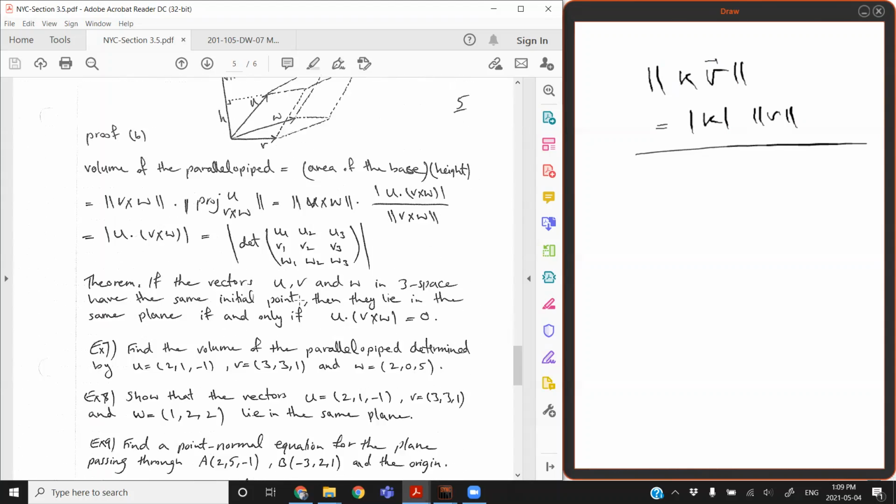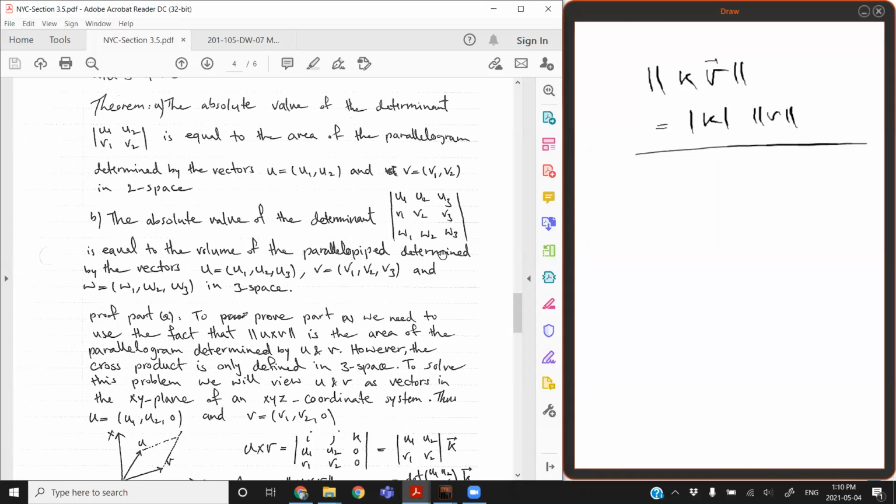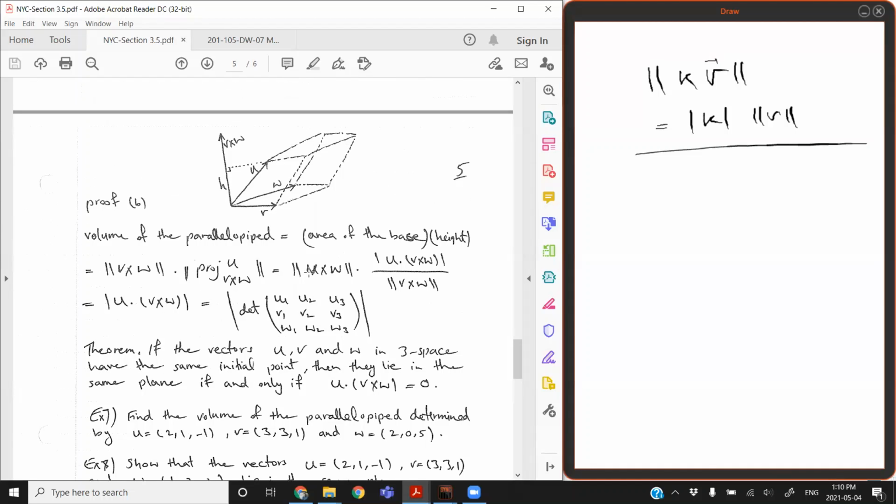And the proof for part B: I want to prove that the absolute value of this determinant is actually a volume. So the volume of the parallelepiped would be the area of the base. If you have a parallelepiped and you want to find its volume, the volume is going to be the area of the base, which is the parallelogram determined by v and w, times whatever the height of the parallelepiped is. So the volume is going to be the area of the base times height.